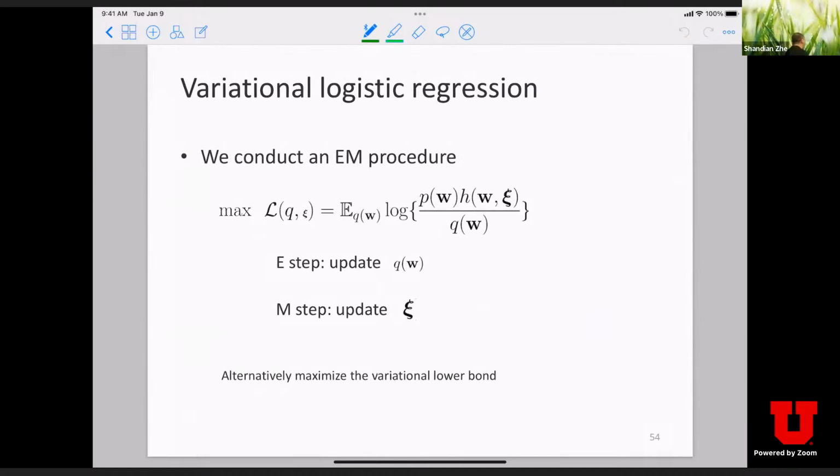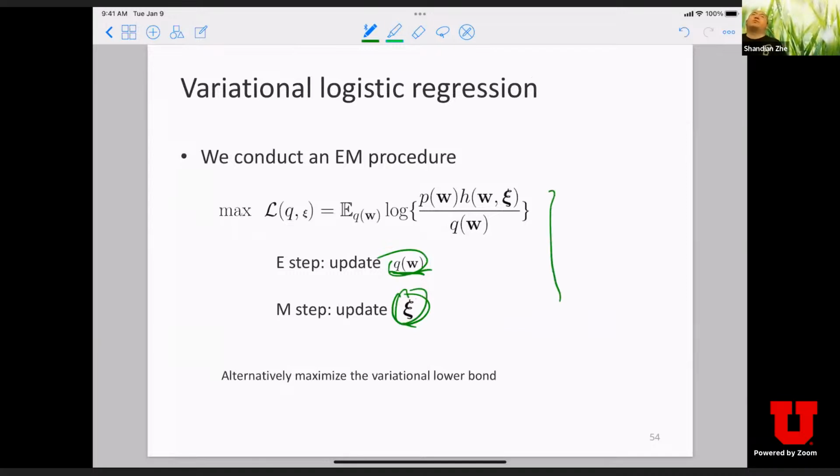So actually, in this way, we obtain a new version of the EM algorithm. You can see that the alternating update of Q(W) and the variational parameter ξ actually forms these two steps. The updating of Q(W) given ξ fixed, we call it the E step. And then given the approximate posterior Q(W) fixed, the updating of these variational parameters ξ, we call it the M step.